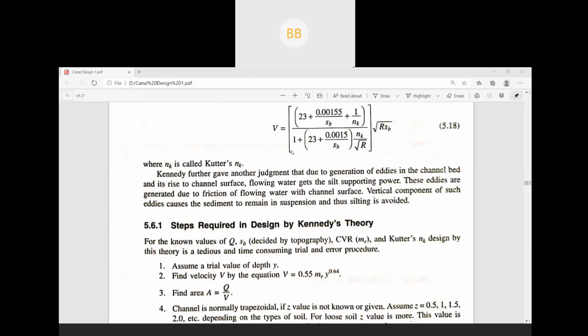Okay, so now what we have to do, you have to compare the velocity you have calculated in step number 2 and the velocity you have calculated in step number 7. If both the velocities are approximately the same, then you can say the assumed depth is correct. If these two velocities are not the same, then you have to go back to your step number 1 and assume another depth of flow.